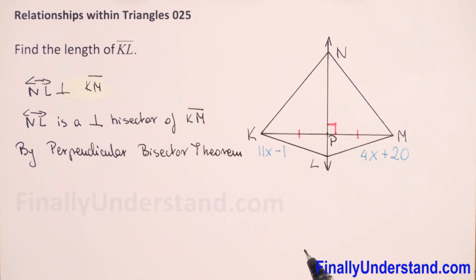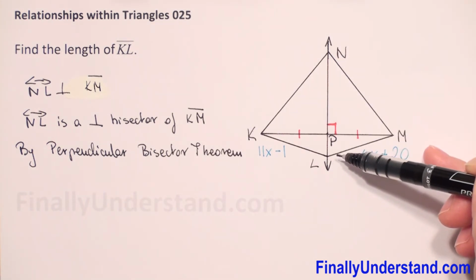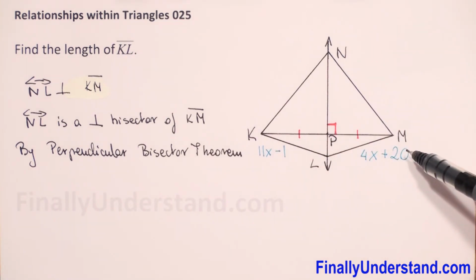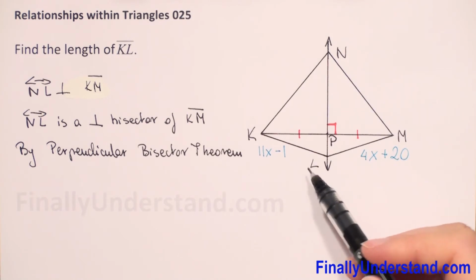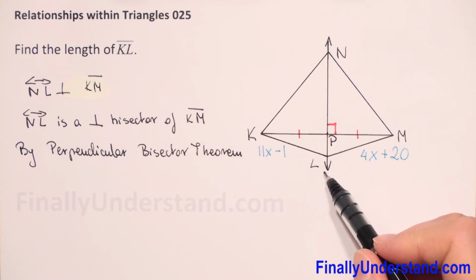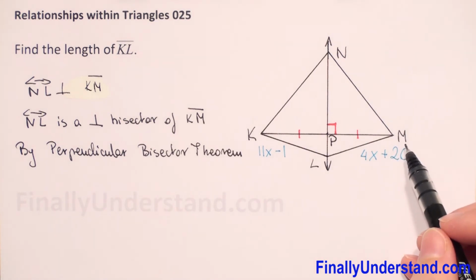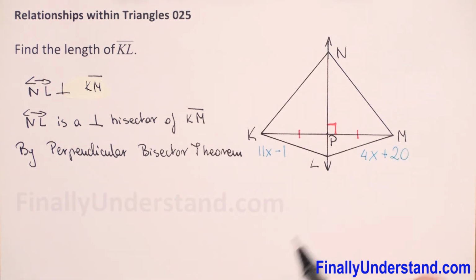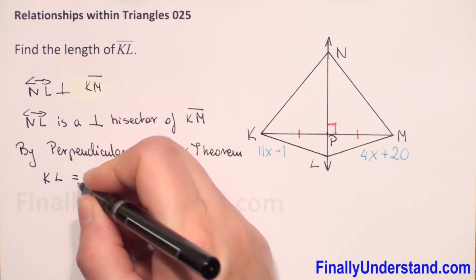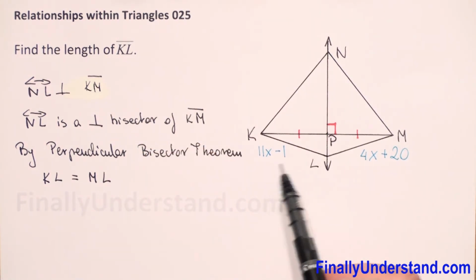Let me remind you of this theorem one more time. If the line NL is the perpendicular bisector of KM segment, then the length of sides KL and ML is the same. So the segment KL is congruent to segment ML. So we can write that KL is equal to ML.